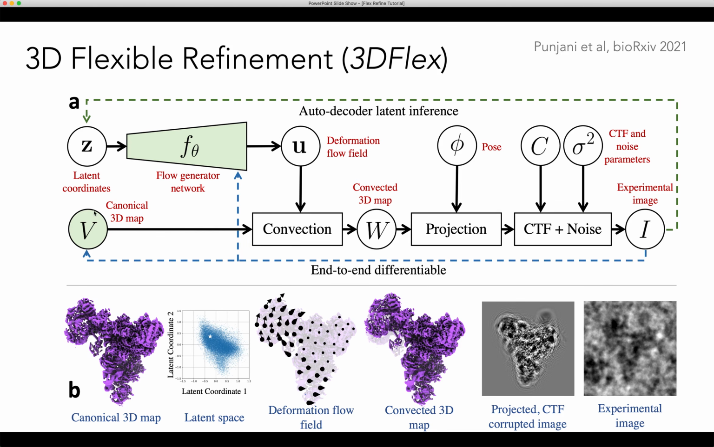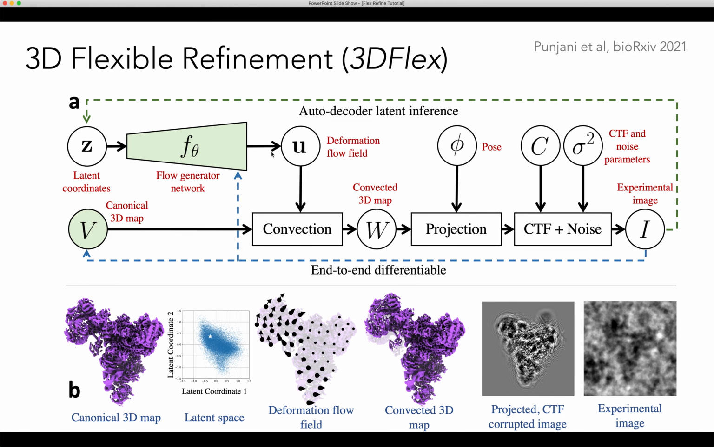The second part of the generative model is a canonical 3D density map. That's a density map that's supposed to represent the structure of our protein in its base conformation, so in one conformation from which all other continuous flexible versions of the protein are generated. So the generative process starts with the latent coordinates passing through what we call a flow generator network. This is a deep neural network that takes the latent coordinate and through a nonlinear process computes a deformation flow field that's denoted as U here in this diagram. The flow generator network has some parameters. Those are the weights of the neural network. Those are denoted by theta here.